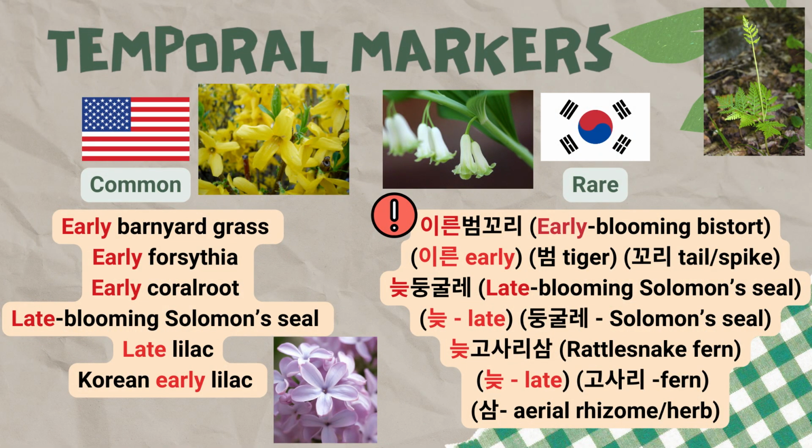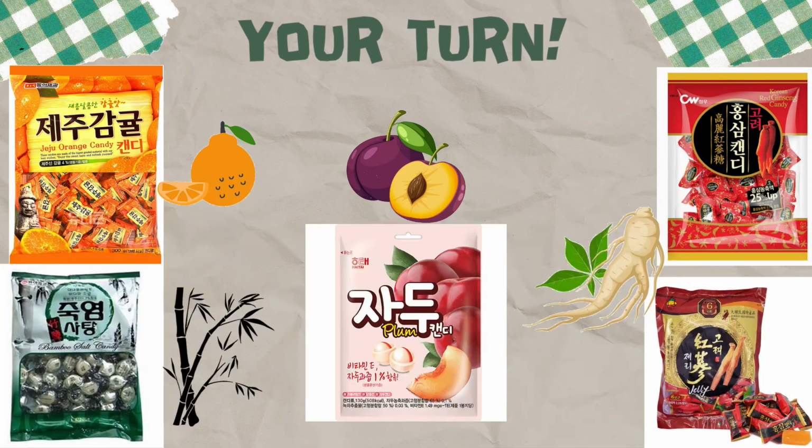Lastly, temporal markers have differences in the naming systems as well. In English, it's very common to see temporal markers like early or late to denote things like bloom, germination, and seasonal growth times. Examples include early forsythia, late blooming Solomon's seal, and Korean early lilac. However, in Korean, this is very rare. However, there are a few exceptions like irin bongori, early blooming bastrot, nutdungori, the late blooming Solomon's seal, and nutkori sarisam, rattlesnake fern.